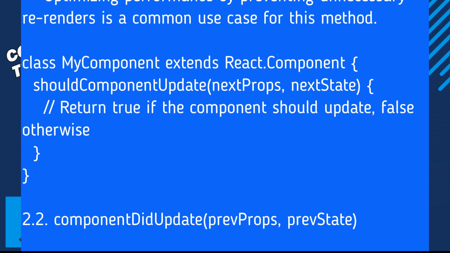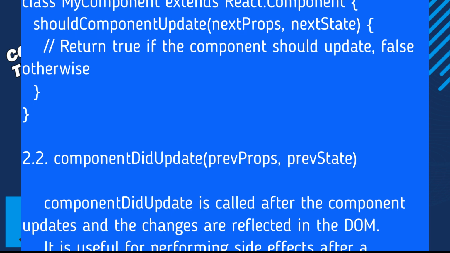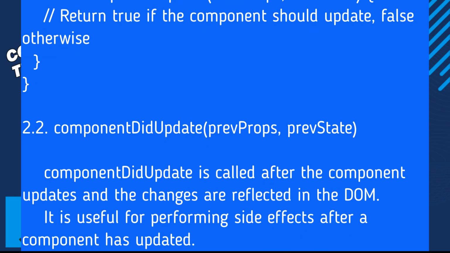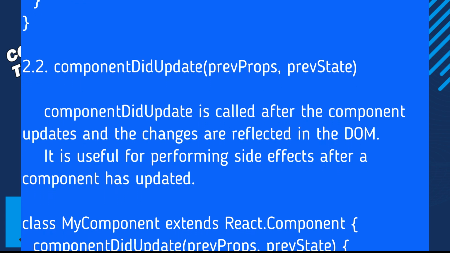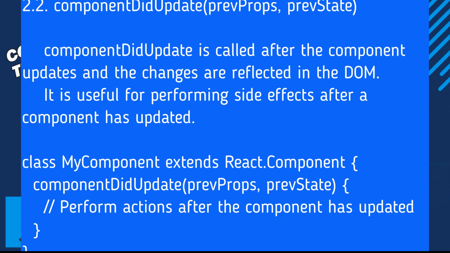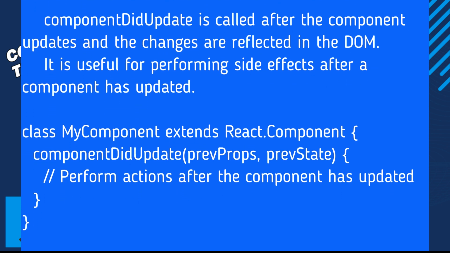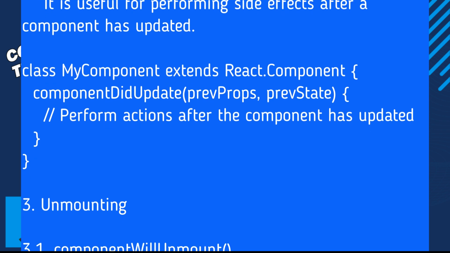2.2. componentDidUpdate(prevProps, prevState). componentDidUpdate is called after the component updates and the changes are reflected in the DOM. It is useful for performing side effects after a component has updated. Class MyComponent extends React.Component, componentDidUpdate(prevProps, prevState). Perform actions after the component has updated.